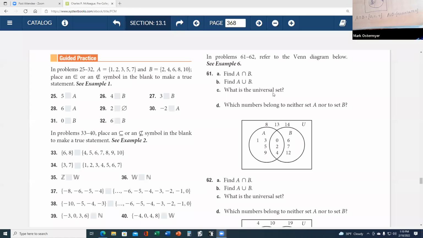What is the universal set? What would be in the universal set? Anybody? What elements would be found in the universal set?